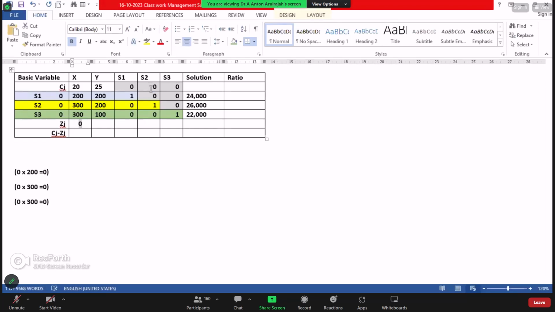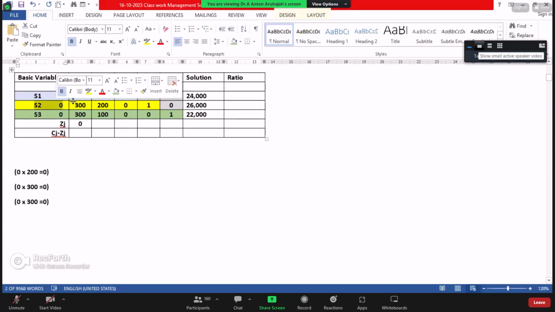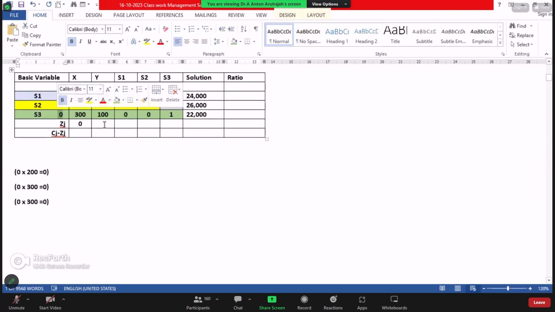So we have to get it in the Zj row. This 0 has to multiply by 200. This 0 has to multiply by this 200. And this 0 has to multiply with this 100. So that is also 0. Then this 0 has to multiply by this 1. This 0 has to multiply by this 0. This 0 has to multiply by this 0. That is also 0.